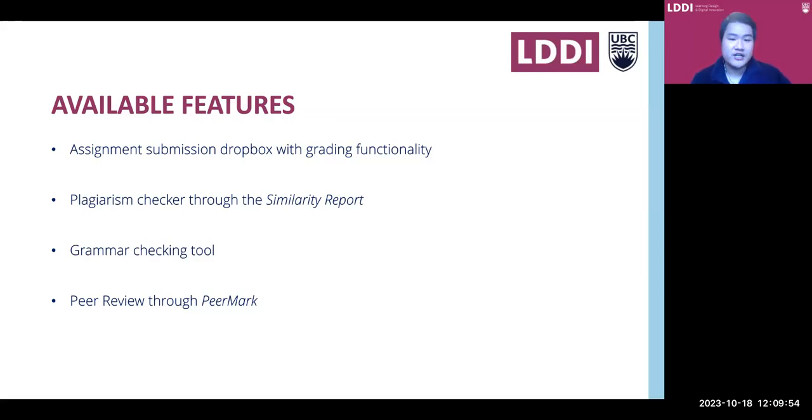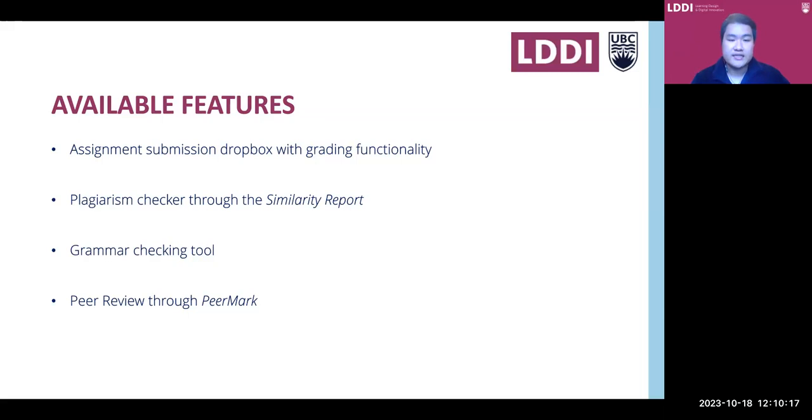A key feature of Turnitin as well is the plagiarism checker through the similarity report. What the similarity report does is it kind of goes through the student submission and it flags the different areas of their paper that might have been flagged somewhere, that might match somewhere else, whether that's another student paper, a website, an academic journal, anything like that, and provide a percentage score there as well.